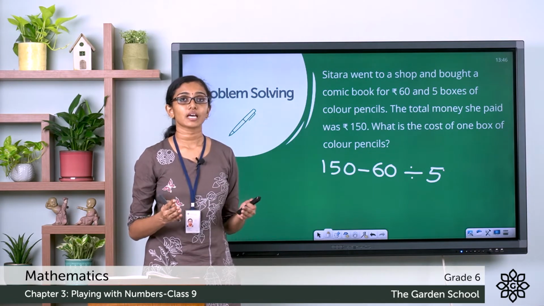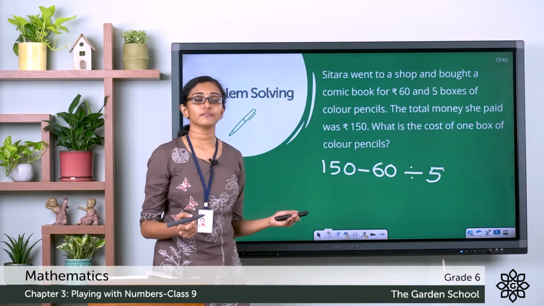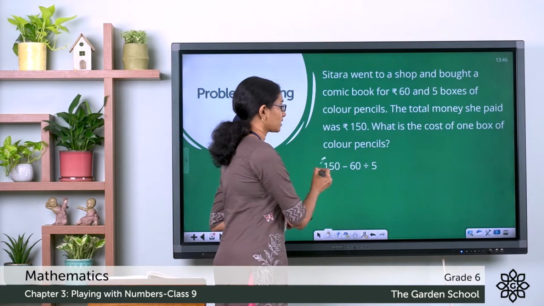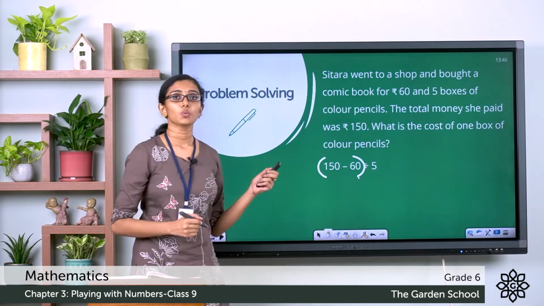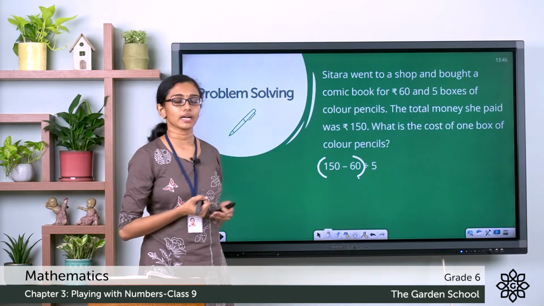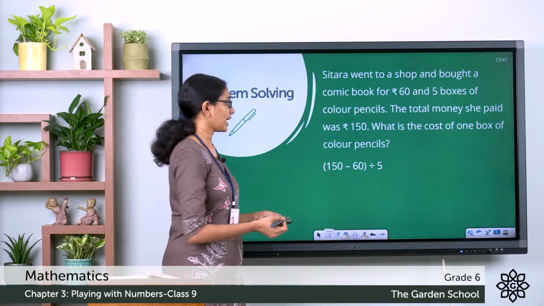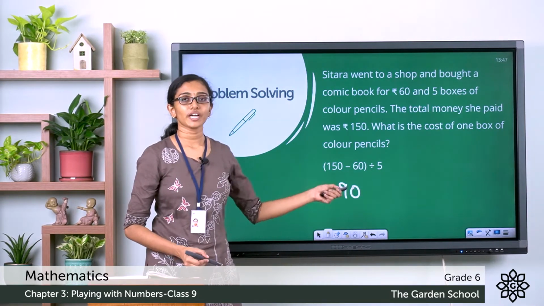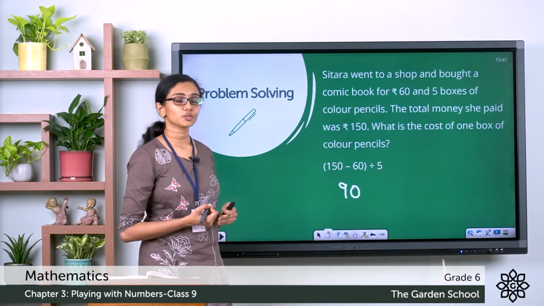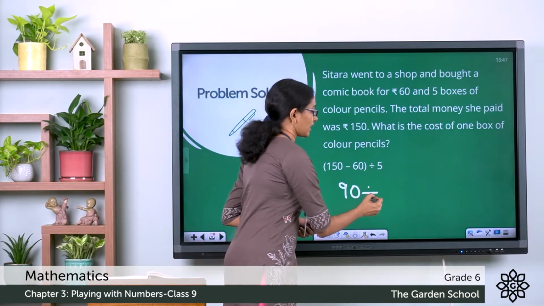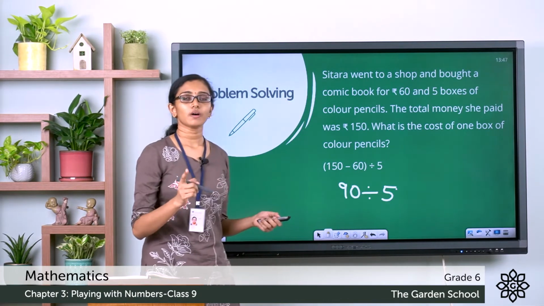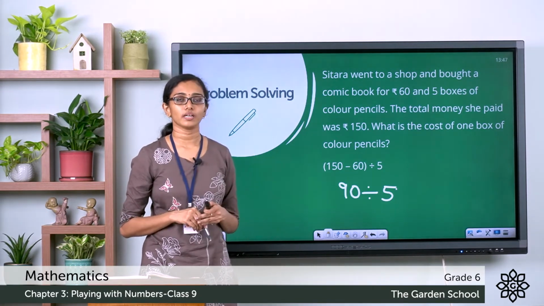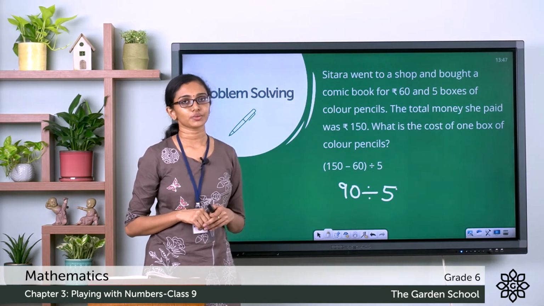So how do we express that the subtraction part has to be done first? By making use of brackets. So let's insert 150 minus 60 within brackets. So these are simple brackets. So what do we have here? We have 150 minus 60 is equal to 90, which is the cost of 5 boxes of color pencils, and that has to be divided by 5 and it will give you the cost of 1 box of color pencil. The resulting answer is the cost of 1 box of color pencil. So I hope this is clear to you now.